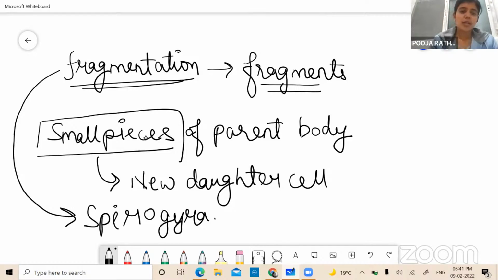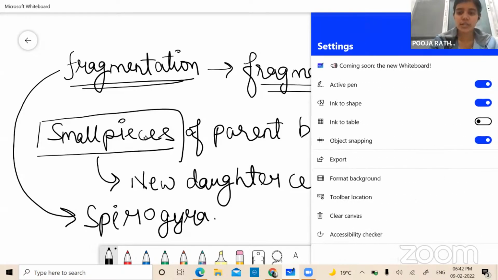Okay. Now, we have learned about binary fission, multiple fission, and fragmentation. The next one is regeneration.